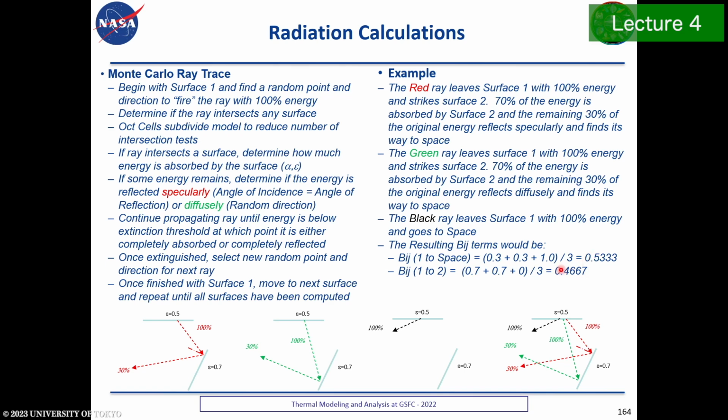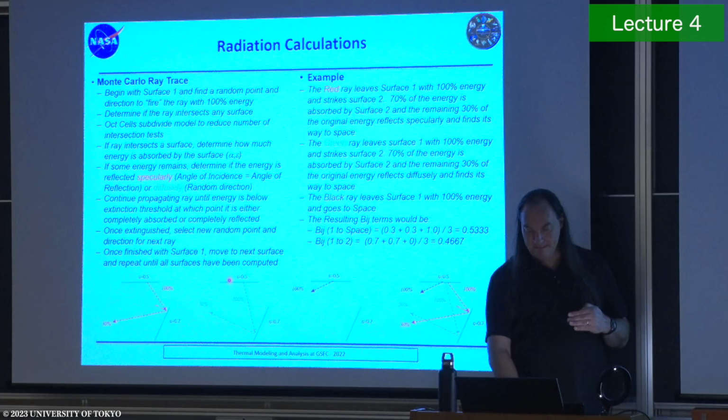So this is essentially how you're getting Bij's, tallying up the total amount of energy that left one surface and got to another surface. And so, as it bounces around a bunch of times, even though there may not be a direct view factor between two surfaces, through reflections, there can be energy exchange.